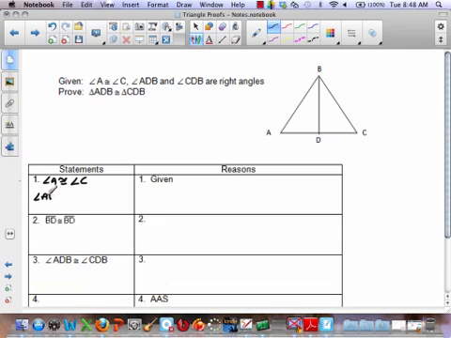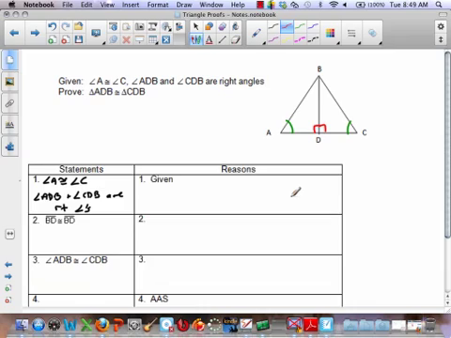Angle ADB and CDB are right angles. Okay, that's our given. Here's what I want you guys to do. I want you to mark that given information on those two triangles. So angle A and angle C are congruent, and ADB, CDB are right angles.